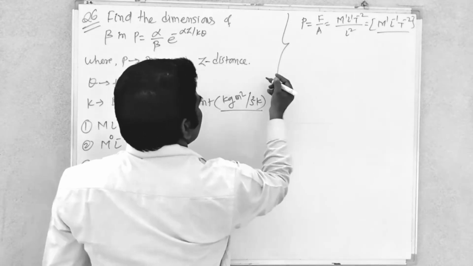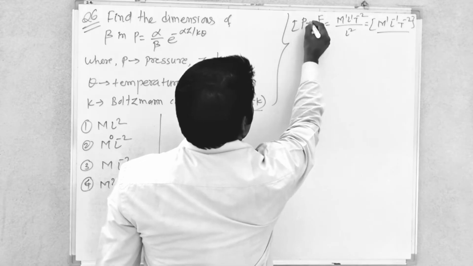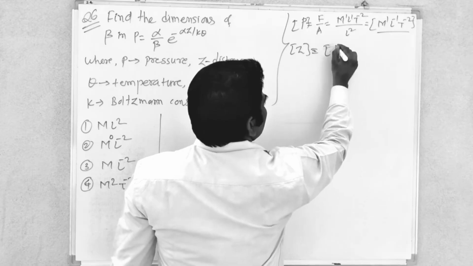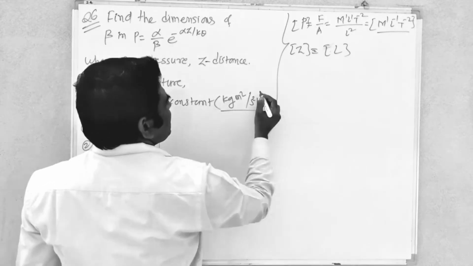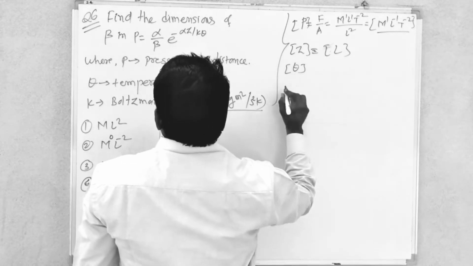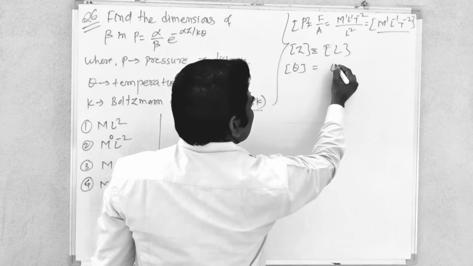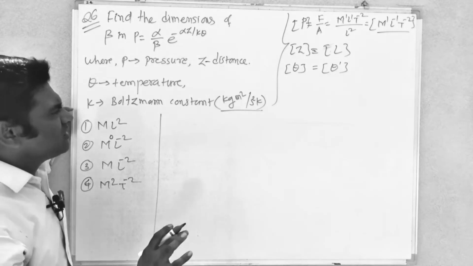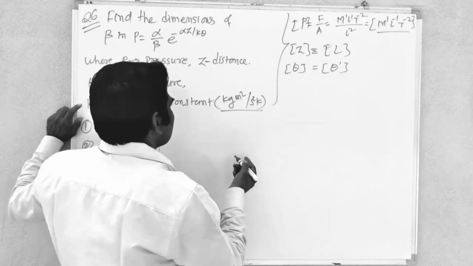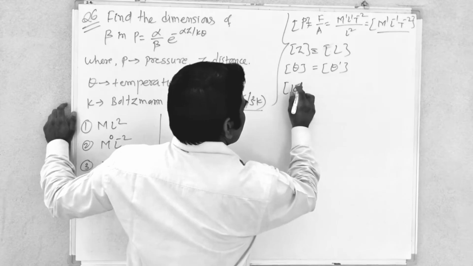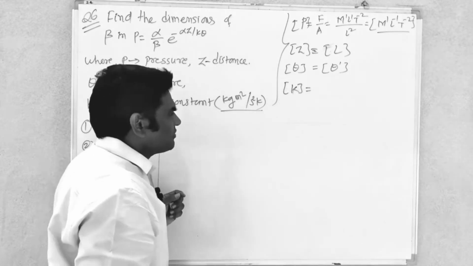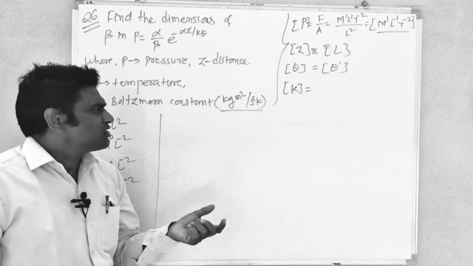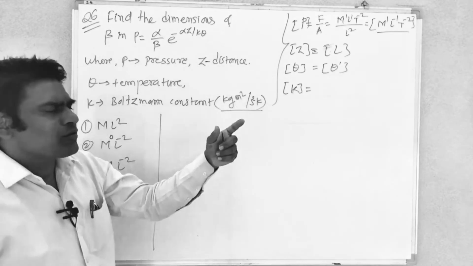Then dimension of z. Dimension of z is a distance, means L. Then dimension of temperature, theta, so this is theta to the power 1. We can write theta for temperature. Then dimension of k. So k is a Boltzmann constant. If you don't know the dimension, the unit is given, and by using this unit you can calculate the dimension of k.